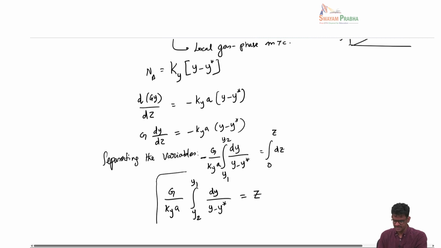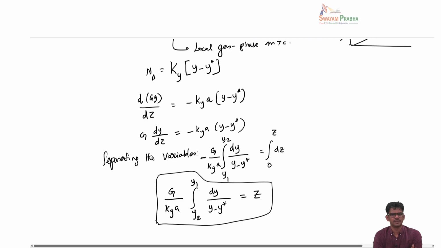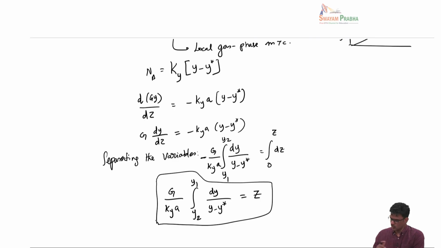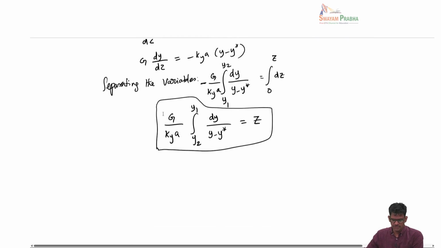So this equation basically tells us how to calculate the height of the packed column. What information do we need for this? We need to know the gas flow rate G. We need the overall gas phase mass transfer coefficient. We also need the interfacial area offered by the packing material, and then the limits of the integration, that is the composition at the bottom and at the top, and this y minus y star. This y minus y star is basically the driving force available for mass transfer from y1 to y2.